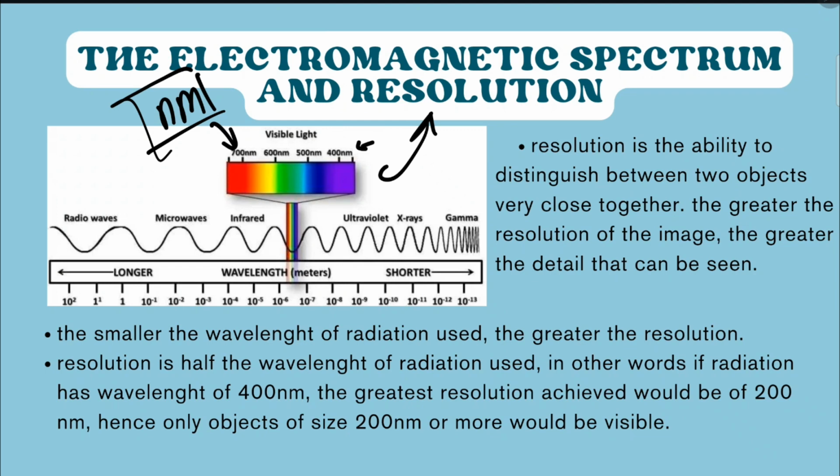Now, what is resolution? Resolution is the ability to distinguish between two objects very close together, right? So the greater the resolution of the image, the greater the detail that can be seen. For example, if you have a camera with a very good lens, then the resolution of the pictures it clicks is very high. High resolution means that no matter how much I zoom in, great detail can still be seen. It's not going to be blurry or so distorted that I won't be able to tell the difference between two points. That's what resolution is, right?